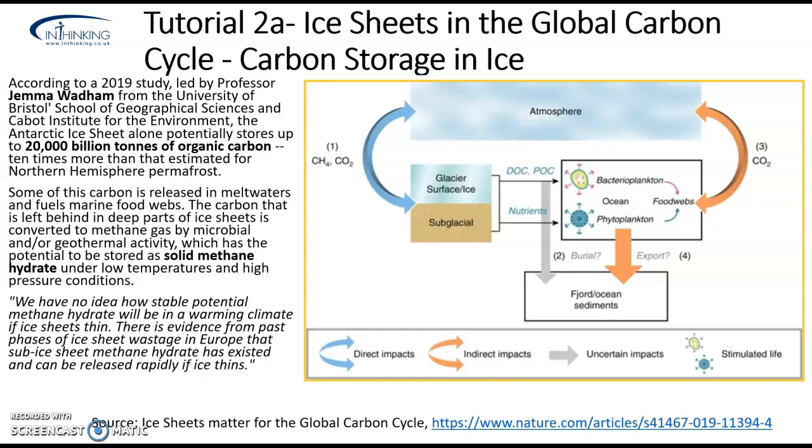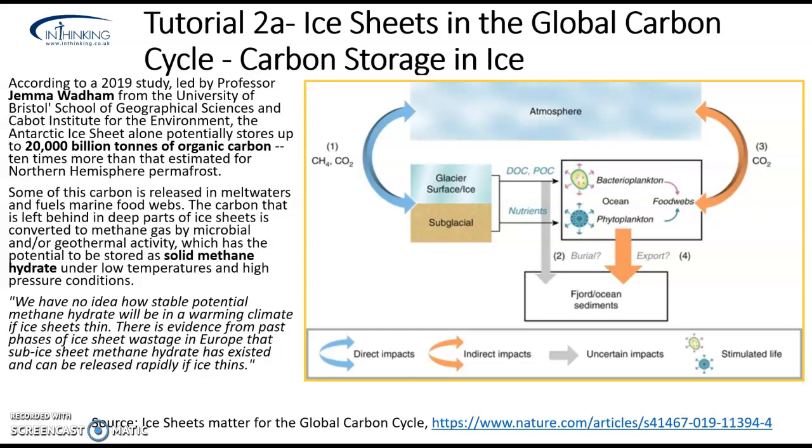And so I thought I'd start with ice storage and begin with this Gemma Wadham study of 2019 from Bristol School of Geographical Sciences. So according to the study that she's put together, she's suggesting that 20,000 billion tons of organic carbon is stored within the Antarctic ice sheet, and this is 10 times higher than what's thought to have been stored in the Northern Hemisphere permafrost. Now, some of this carbon is released from the glacier through meltwaters, and that feeds marine food webs.